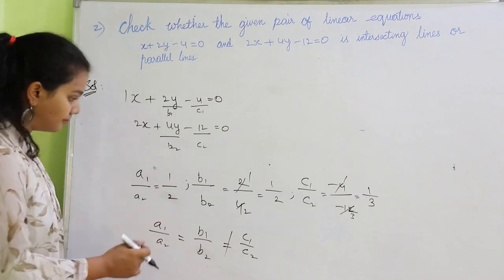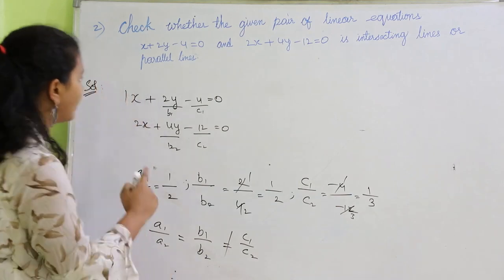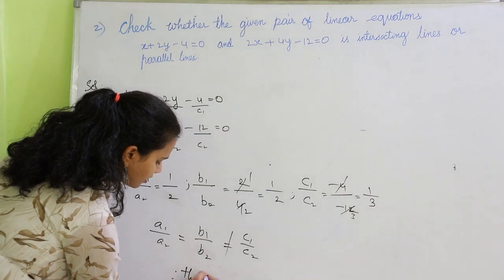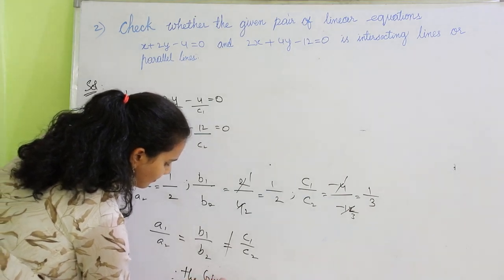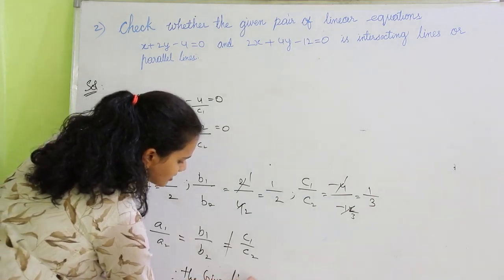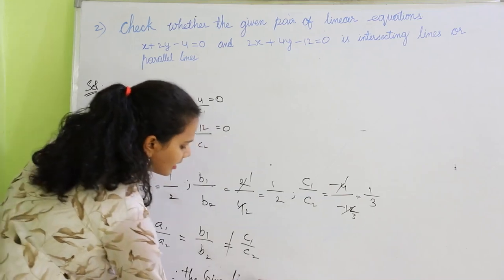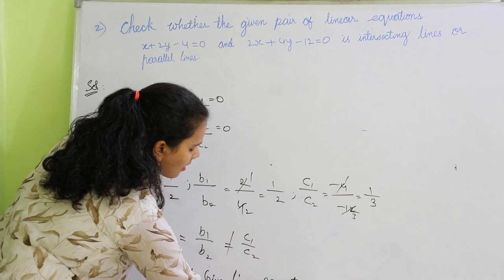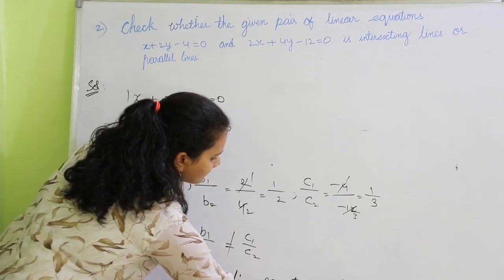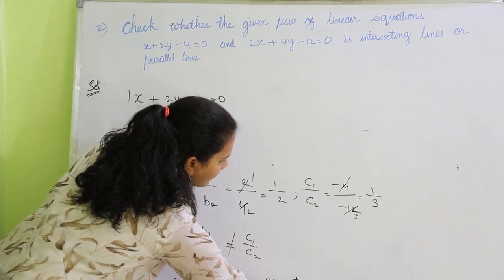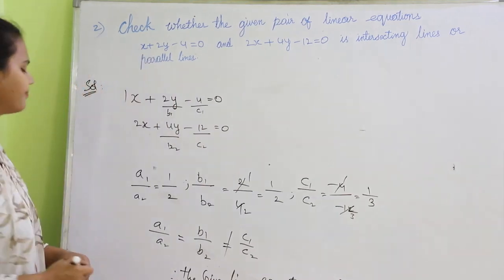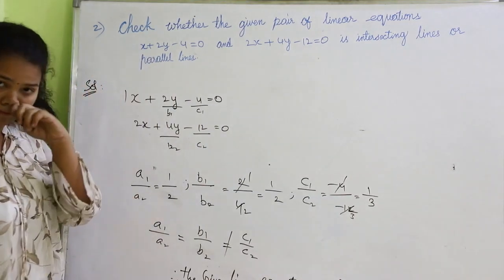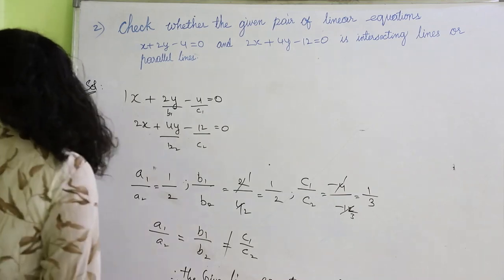So therefore I can say the given linear equations are parallel. Clear? Are parallel. So this is what happens. Clear, guys? Very good. Now let's go for the third one.